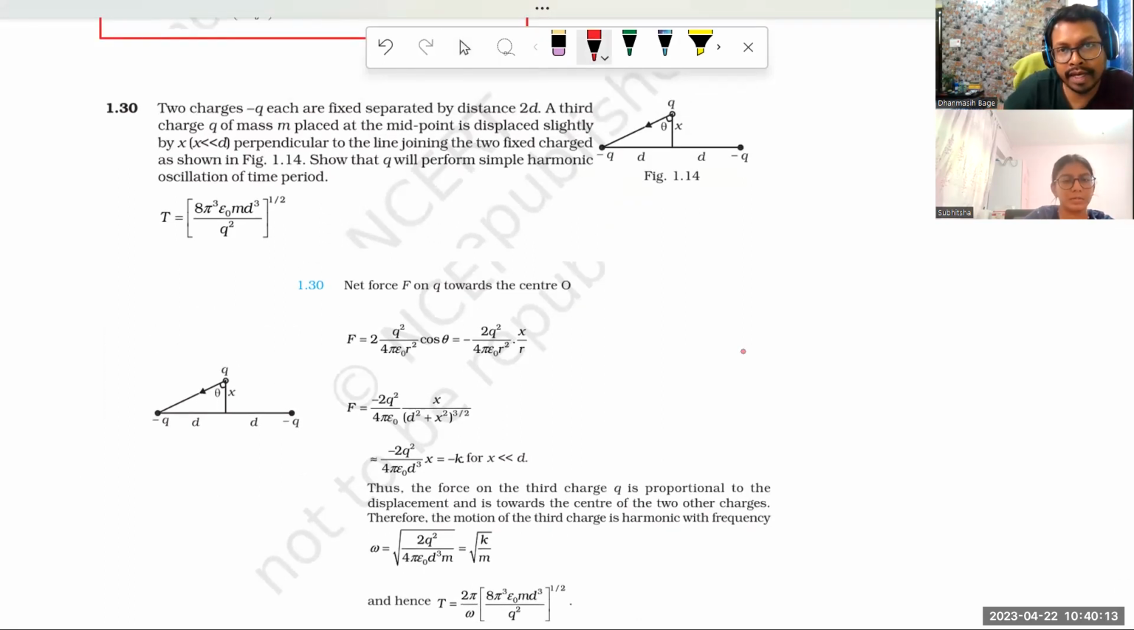Here two charges minus q each are fixed, separated by distance 2d. A third charge q of mass m placed at the midpoint is this. Okay, tell me, this is the midpoint, right? What is the electric field here? Tell me. Can you tell me? What is the electric field here?